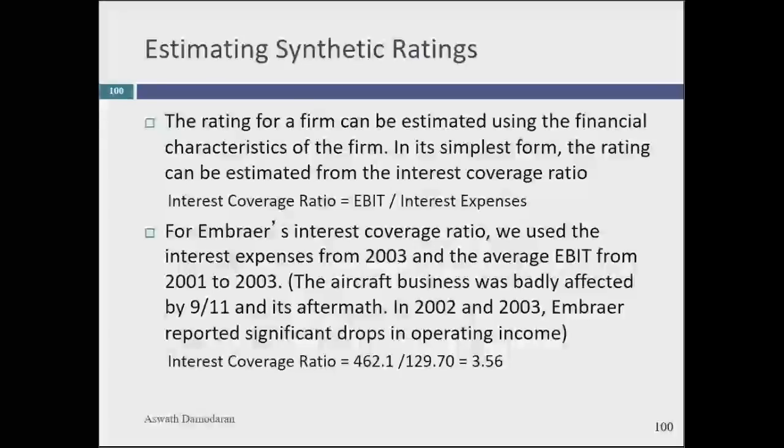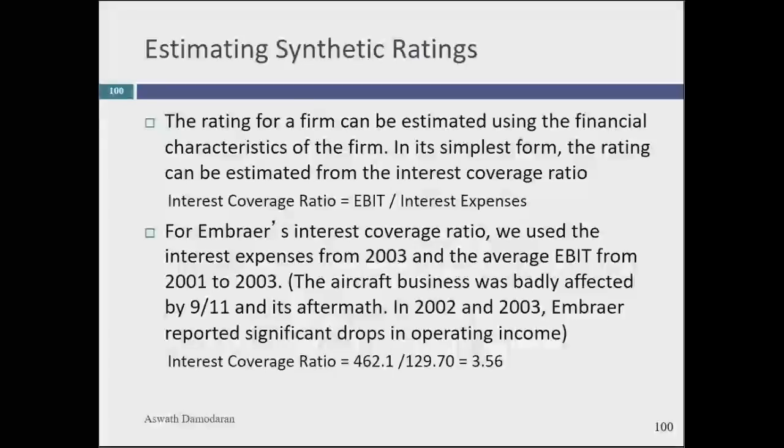For those of you who don't remember what the interest coverage ratio is, it's EBIT, earnings before interest and taxes, divided by interest expense. Now, the higher that number is, the bigger the buffer you built as a company, and the safer you are. So here's what it is. For Embraer, that number is 3.56 if I take the EBIT and divide by the interest expense. You're saying, now what?